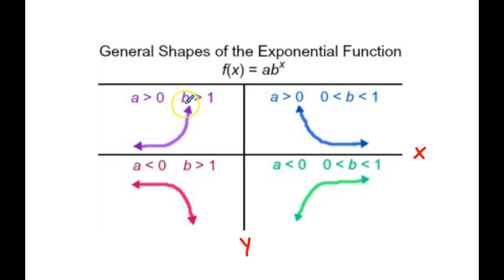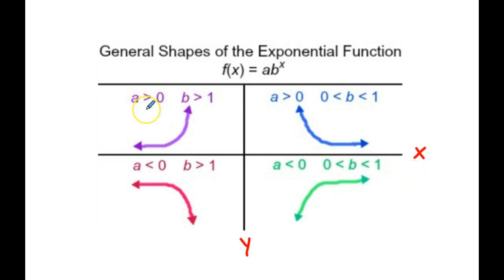Once we have that narrowed down, if b is greater than 1, so we have exponential growth, then as we go from left to right, our graph is going to increase, and it's going to start increasing very rapidly. If our value of b is between 0 and 1, as we go to the right, our graph is going to start to decrease. If a is less than 0 and b is greater than 1, as we go to the right, our graph is going to start decreasing, and it's going to start decreasing very rapidly. If a is less than 0 and b is between 0 and 1, then as we go to the right, our graph is going to start increasing and level off as it gets closer to the x-axis.